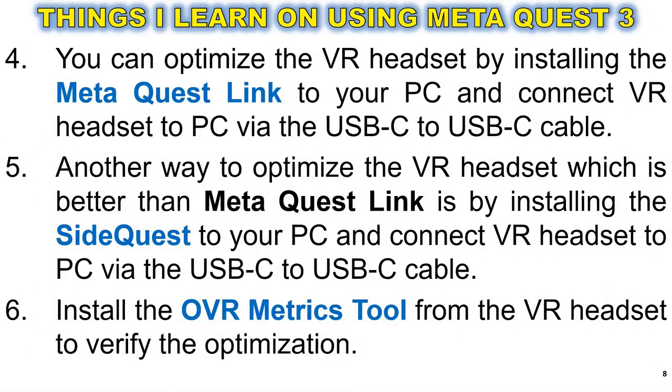You can optimize the VR headset by installing the Meta Quest Link on your PC and connecting the VR headset to the PC via the USB Type-C to USB Type-C cable. Another way to optimize the VR headset, which is better than the Meta Quest Link, is by installing the SideQuest on your PC and connecting the VR headset to the PC via the USB Type-C to USB Type-C cable.